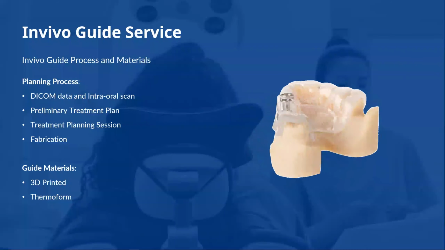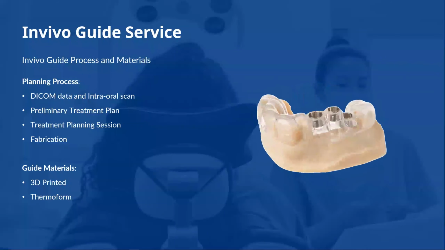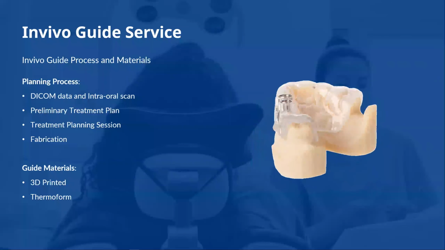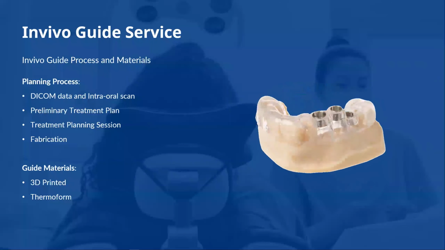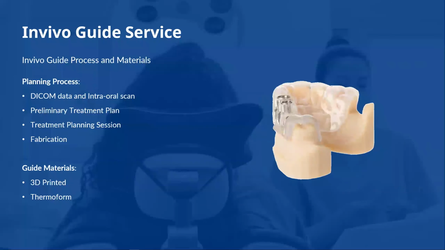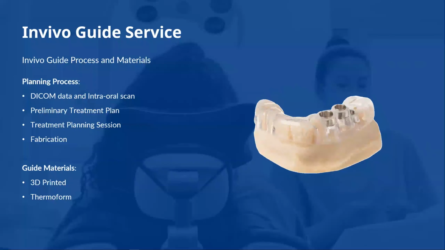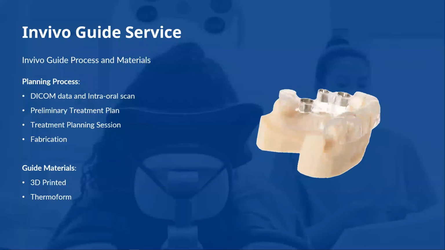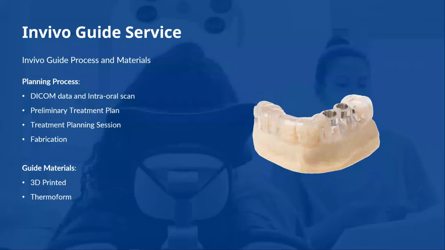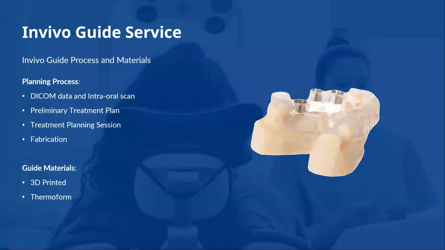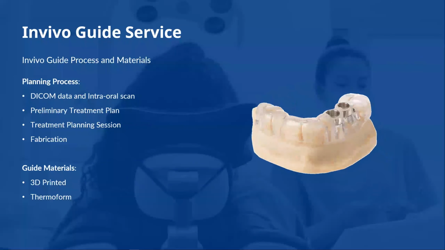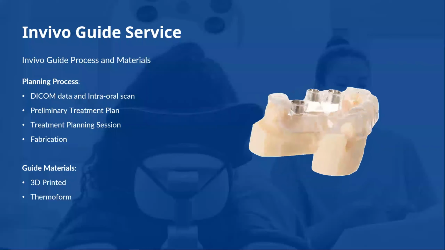The process would be that you would send us your DICOM information, you would send us your intraoral scan, and our surgical guide team would create that preliminary treatment plan for you. So everything we just did within the software, our team would do. They would map that nerve, they would create the initial implant placement, and they would create those virtual restorations for you to look at.